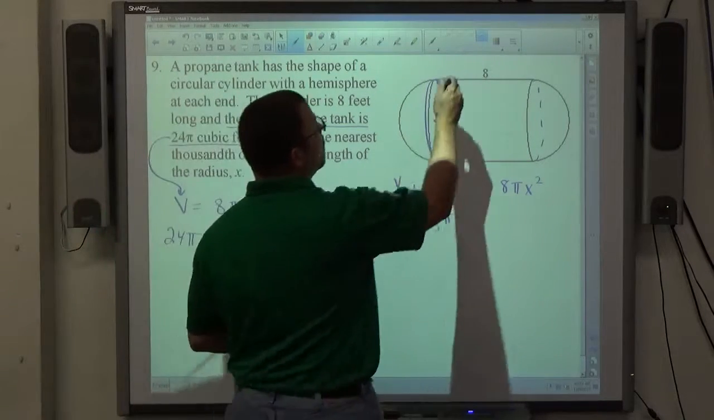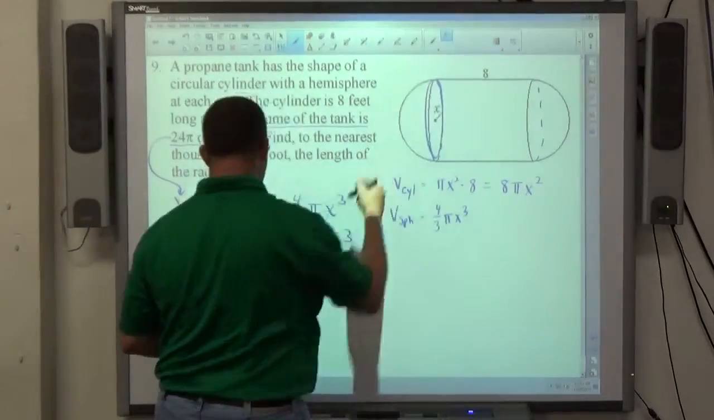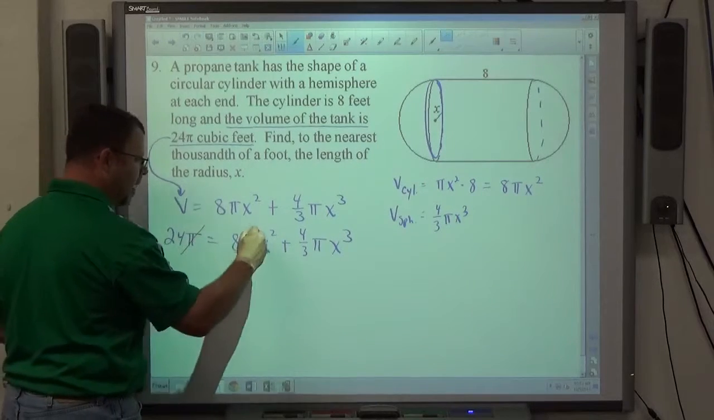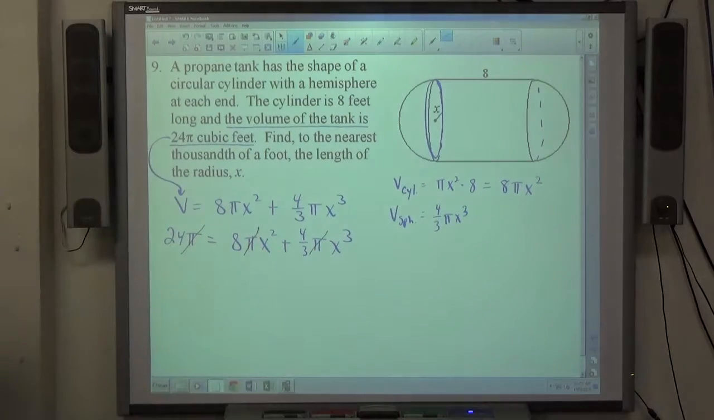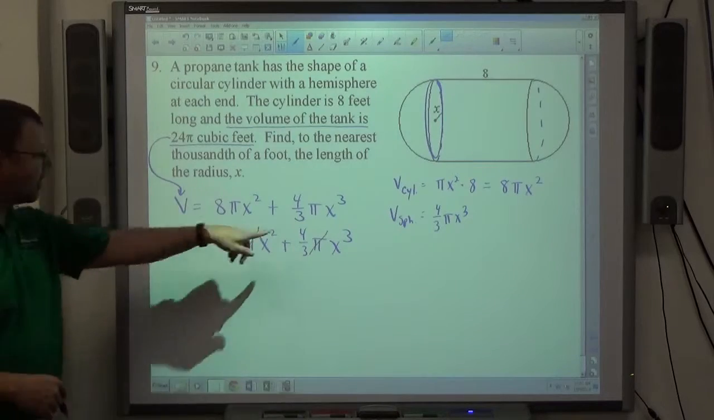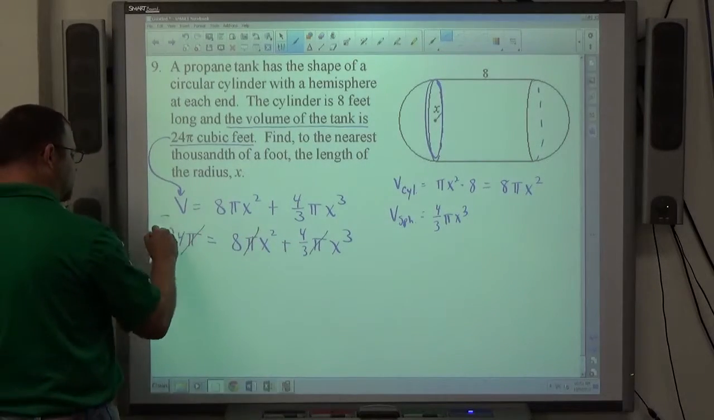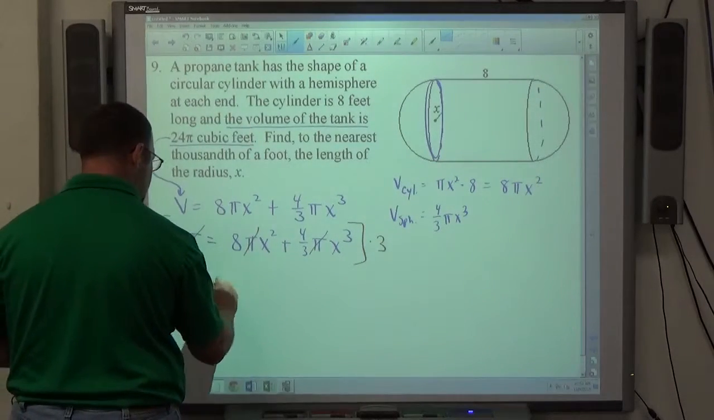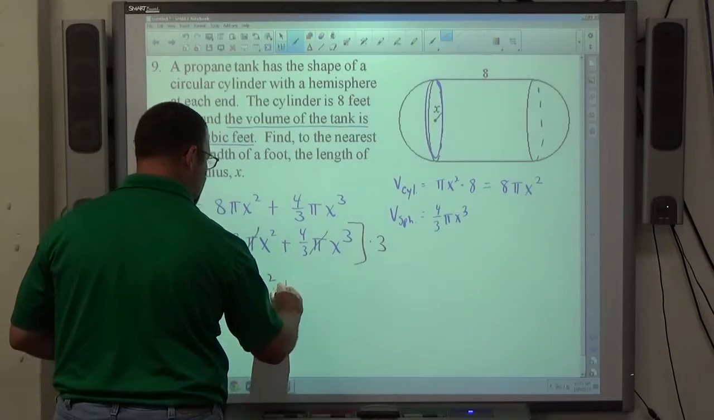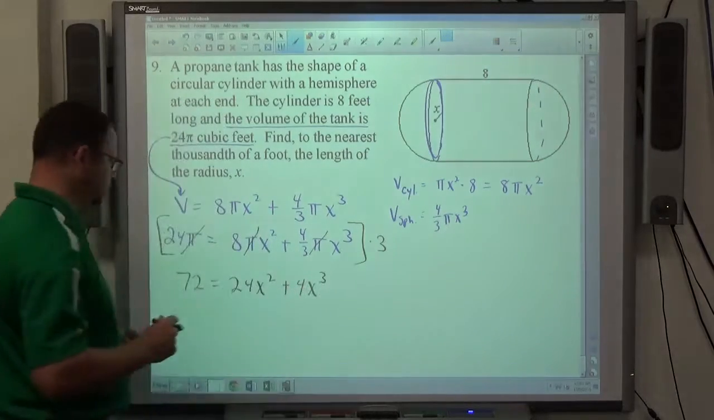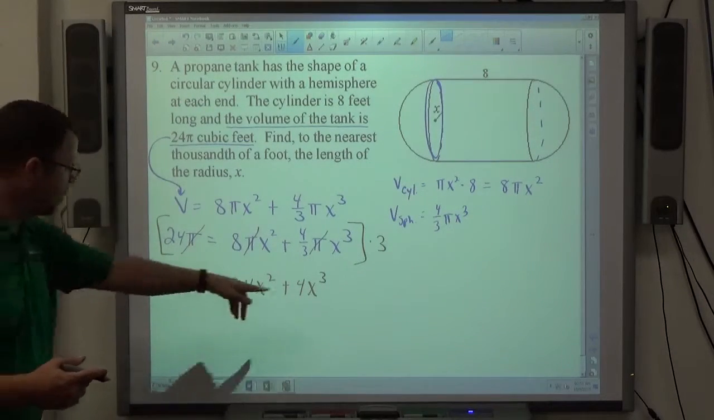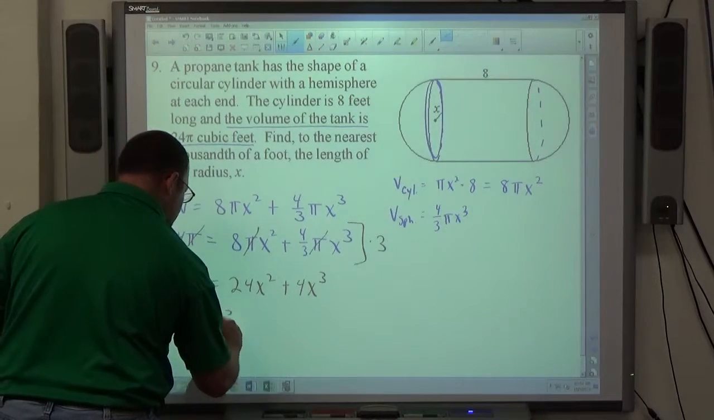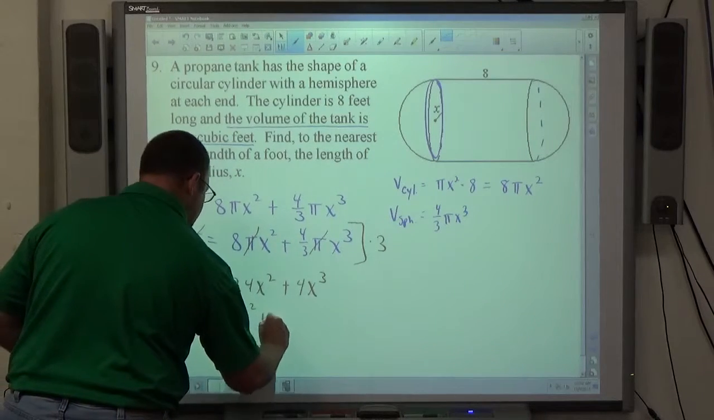Before I do that, I'm going to simplify my problem a little bit, because I noticed that this has a pi, and this has a pi, and this has a pi, which means division by pi is going to make the pi's go away from all the terms. I also notice this has a 4/3. I might not want to work with fractions, so if I multiply the entire equation times 3, I'm going to get 72 equals 24x squared plus 4x cubed. One final thing I noticed, everything divides by 4. 18 equals 6x squared plus x cubed.